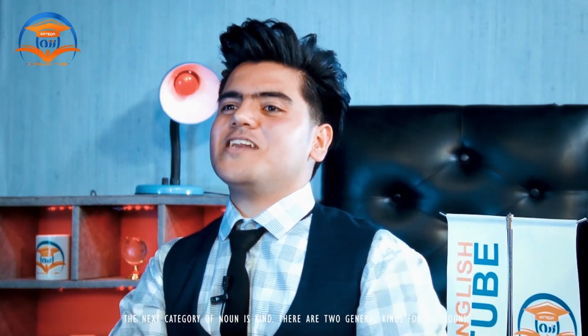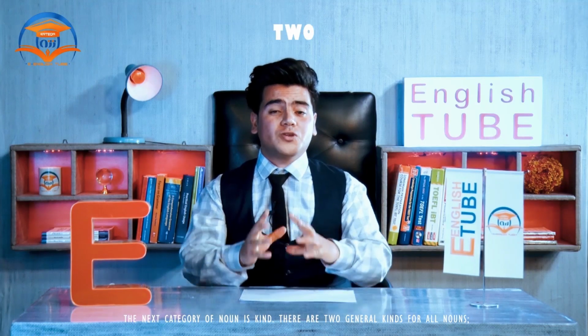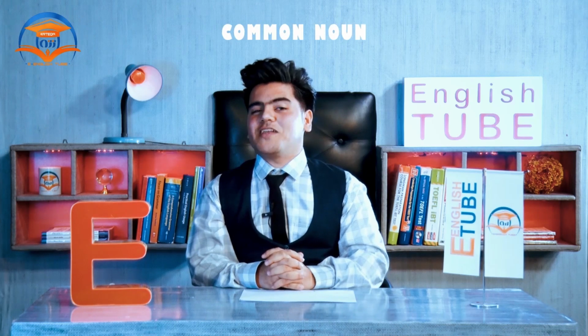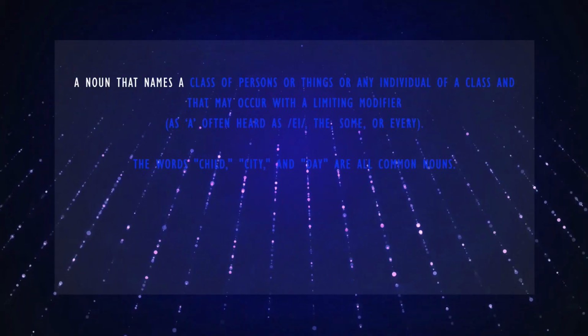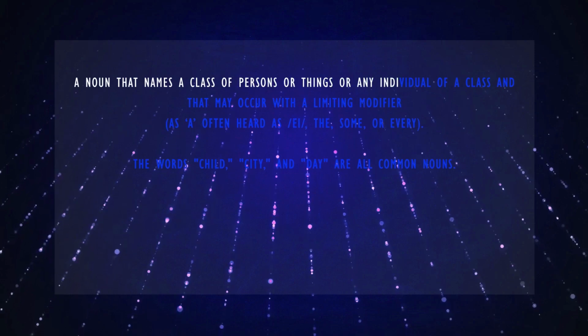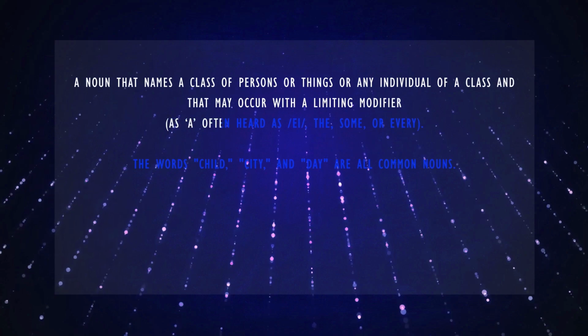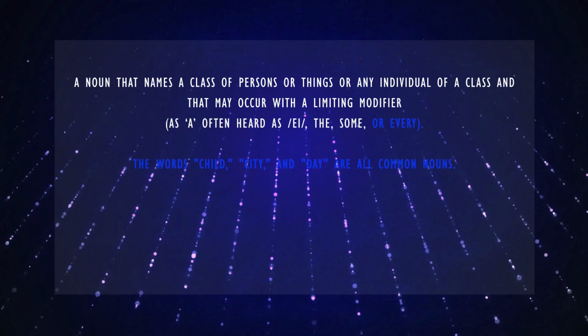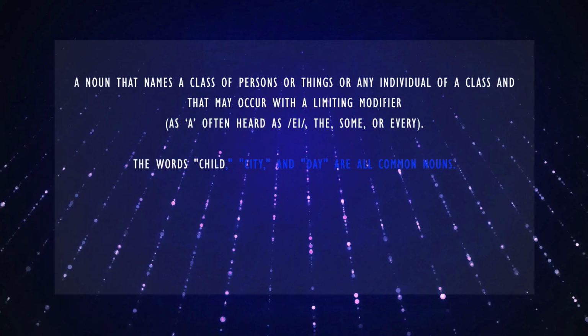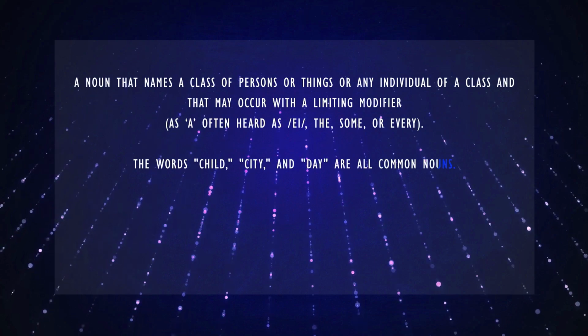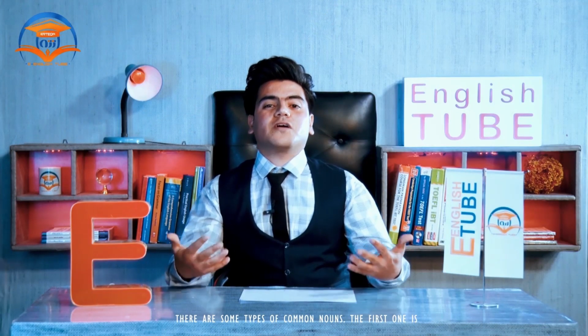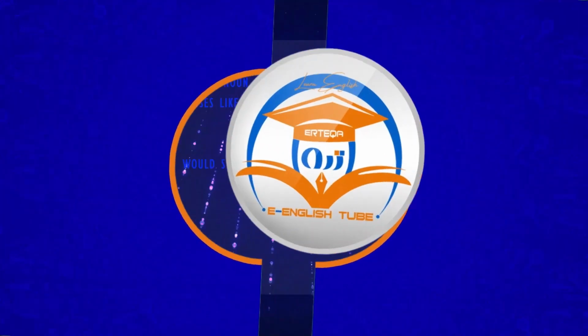The next category of noun is kind. There are 2 general kinds for all nouns: common nouns and proper nouns. To start with the first one, a common noun names a class of persons or things or any individual of a class and may occur with a limiting modifier such as a, the, some, or every. The words child, city, and day are all common nouns. There are some types of common nouns. The first one is the concrete noun.